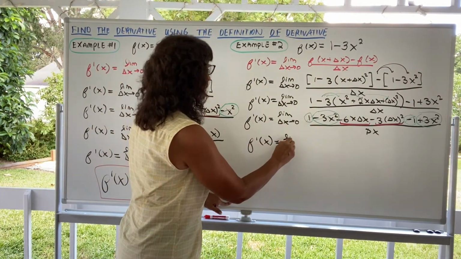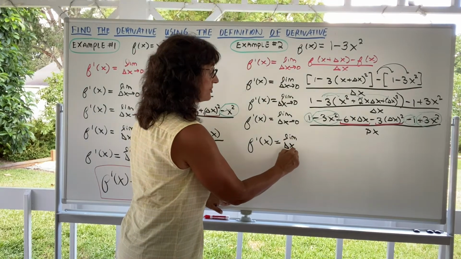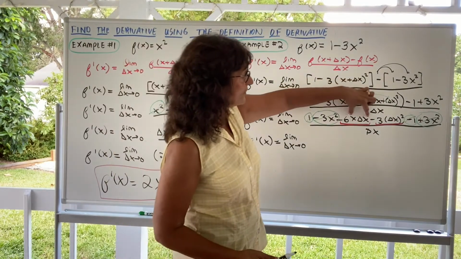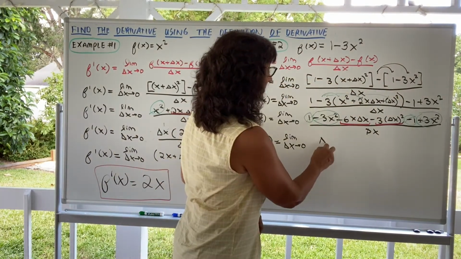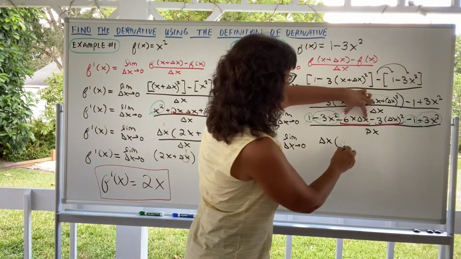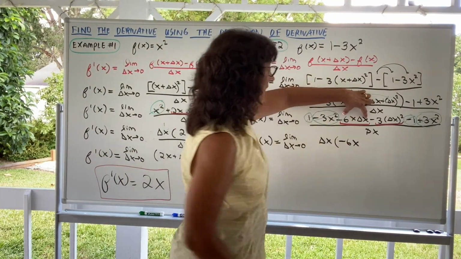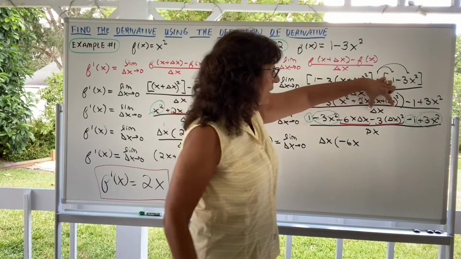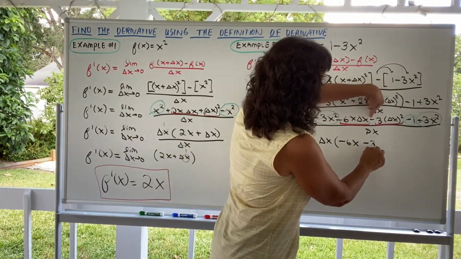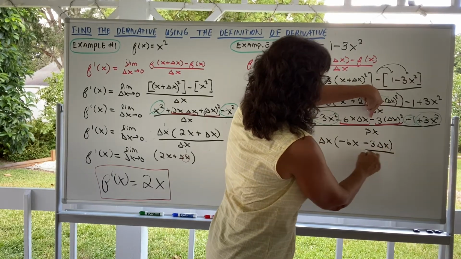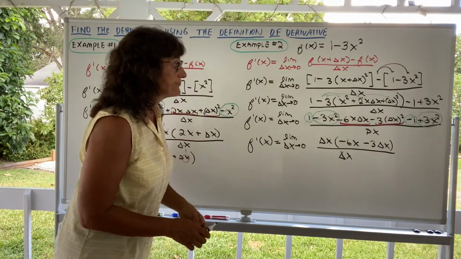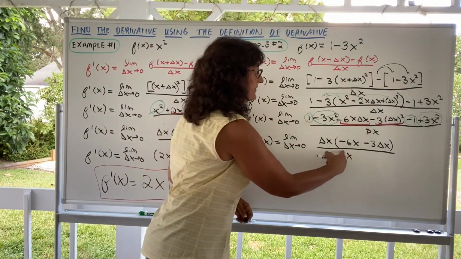Well, it's the limit. I haven't taken the limit yet, so I'm still writing the limit as delta x goes to 0. In the numerator, these two terms I underlined in red, I'm going to take out a delta x. Take out a delta x in this term, negative 6x is what I have. And then take out a delta x in this term, and I have the minus 3, and I still have a delta x left over. My denominator, I still have that delta x in the denominator.